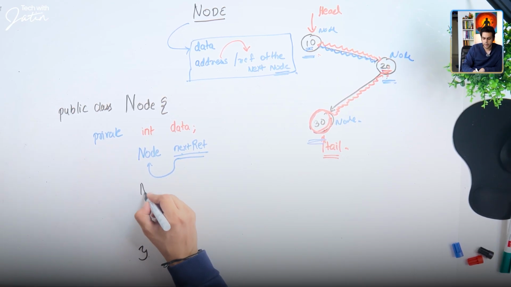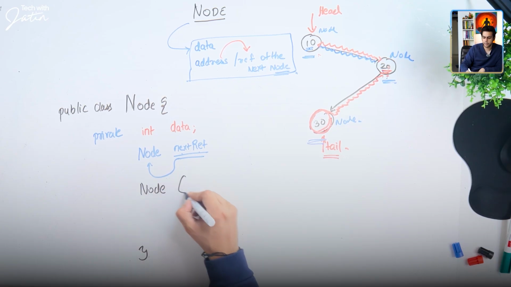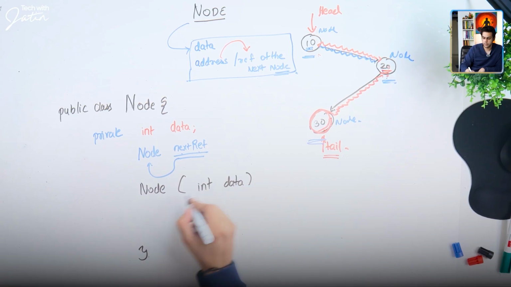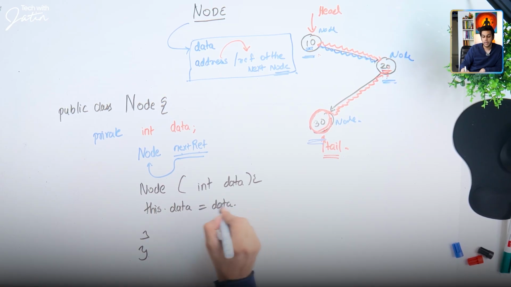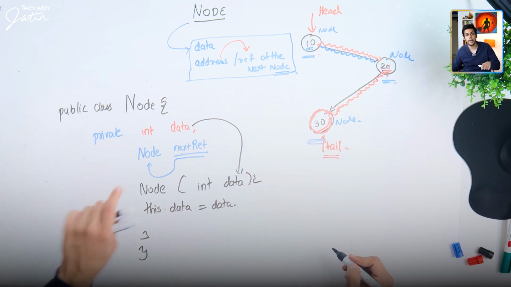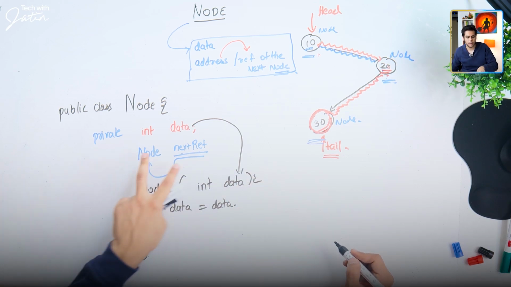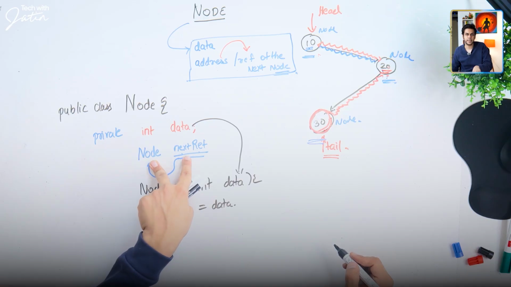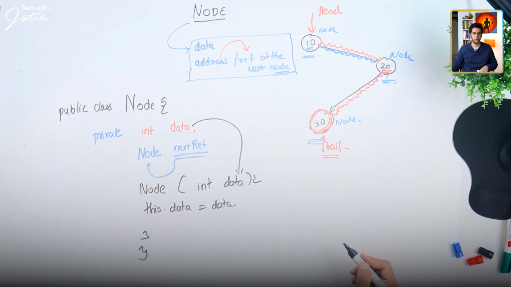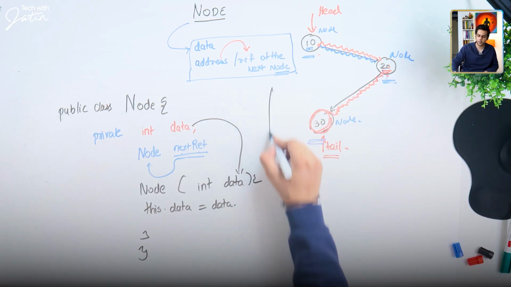I'm going to create a constructor, Node, int data. this.data = data. I will only focus on the data that you're going to give me the value. I'm not going to focus on this next reference. Is this part clear to everyone? Done, created. This is the node.